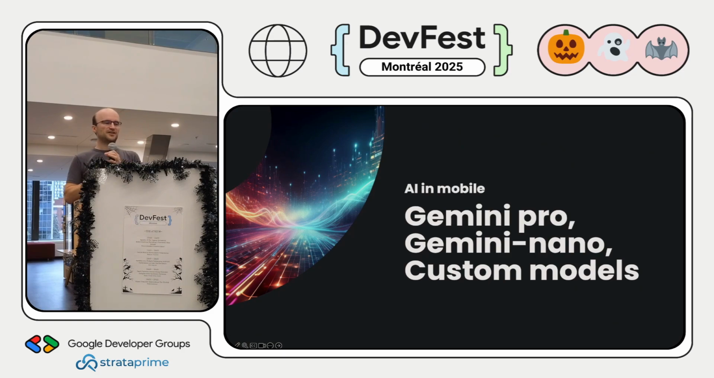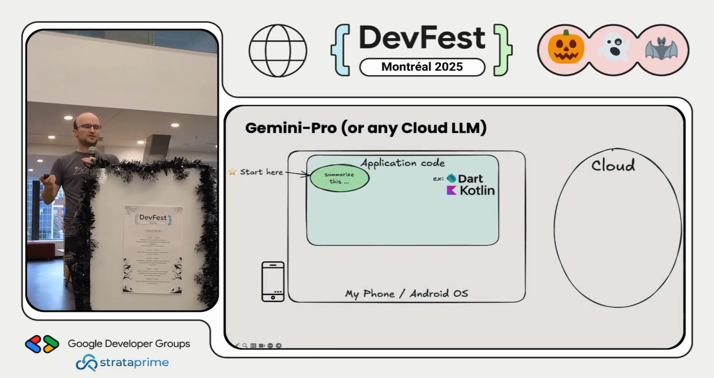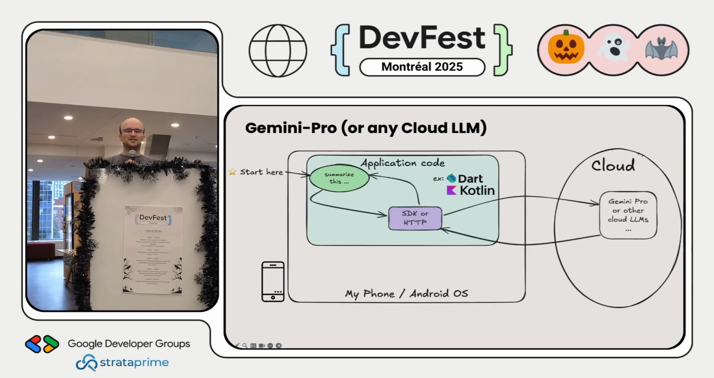And now I wanted to dive a little bit into, we've seen how mobile apps work, but now how do you integrate AI into your mobile app, and how it works, the differences between the different concepts. So if we look at AI, if you use Gemini Pro or any cloud LLM, basically you have, again, your application code, you want to summarize this text or whatever is your need, then you would build an HTTP call or use the SDK, get to the cloud, come back with your answer, and display that to your user.